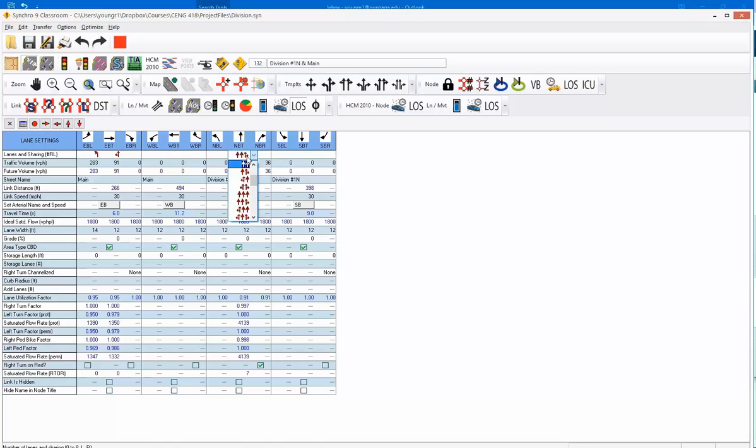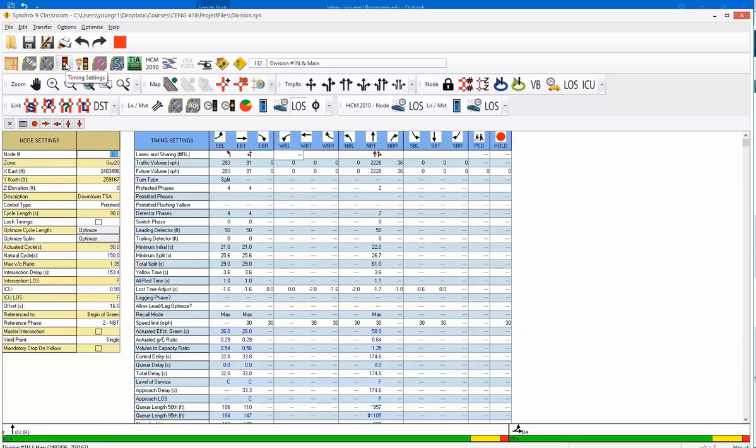So instead of having 2 throughs and a right, we would change it to a through and then a through-right. And anytime we change that, we want to go back to the signal, and this will be in the directions too. Be sure not to optimize the cycle length because we want to fix that at 90, but you would optimize the splits, and so it would change what was happening there. But you're going to do that with the new volumes in that 2040 file.